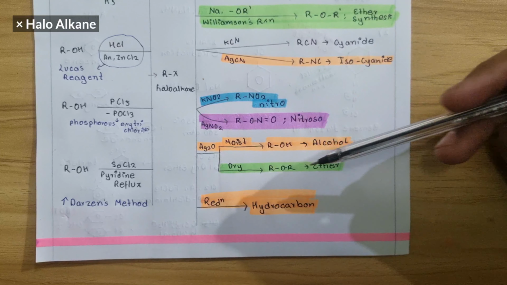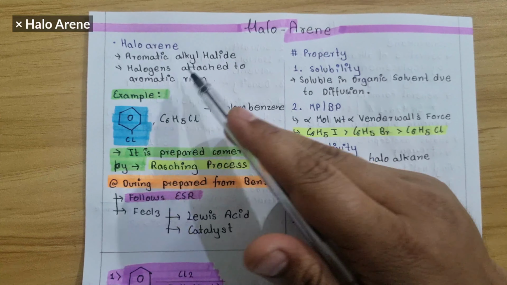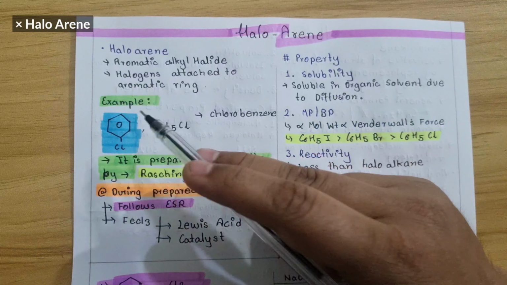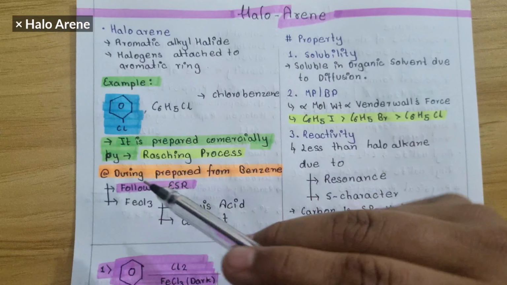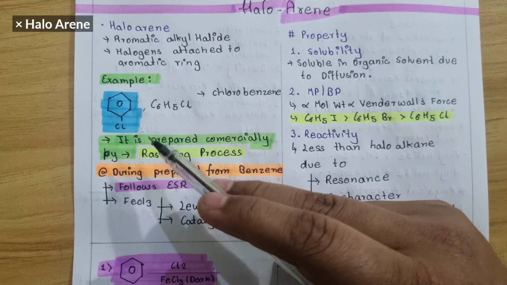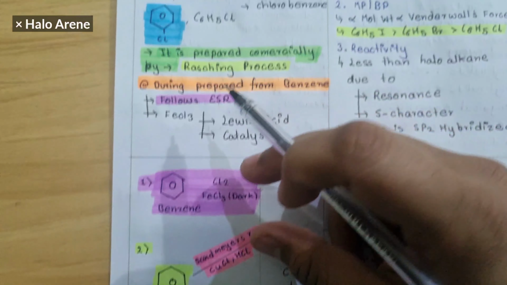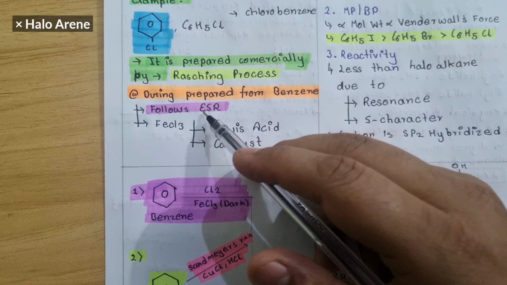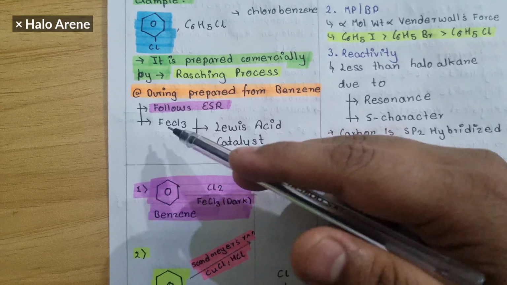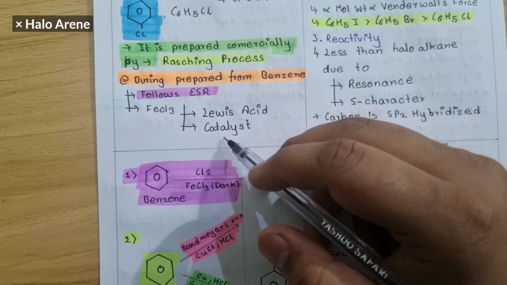Haloarenes are derived from hydrocarbons, commonly known as halogen attached to an aromatic ring. The example of haloarene is chlorobenzene, which is represented by this structural formula. Chlorobenzene is prepared commercially by Raschig's process. It is also prepared from benzene. During this reaction, it follows electrophilic substitution reaction. Here the ferric chloride acts as Lewis acid or catalyst.